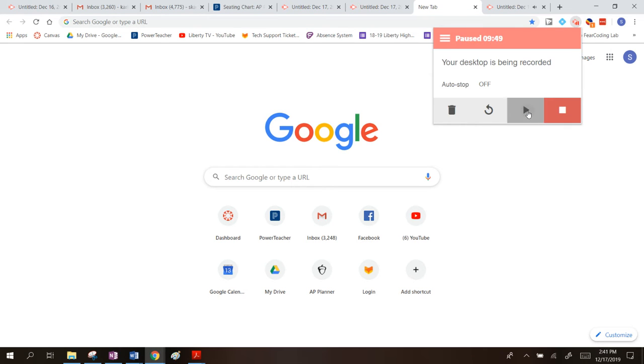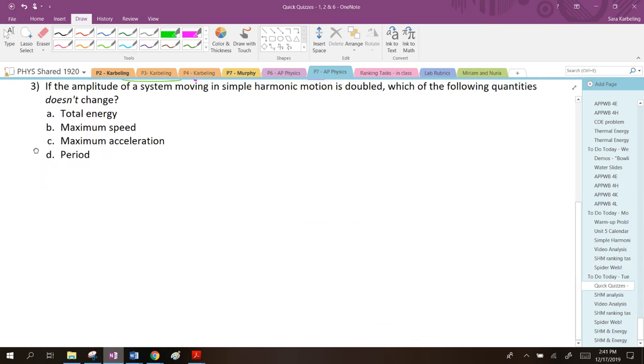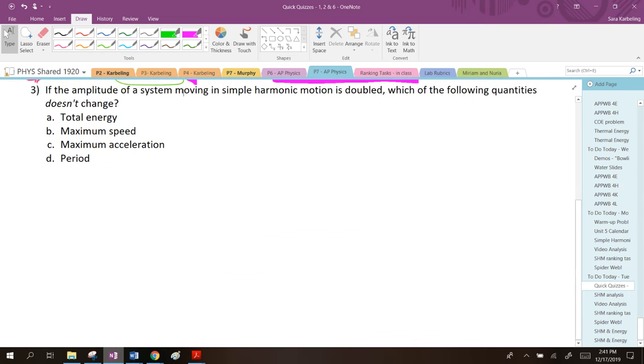You're pulling it further. All right, my physicist friends, let's do it. If the amplitude of a system moving in simple harmonic motion is doubled, which of the following quantities, keyword here, does not change?